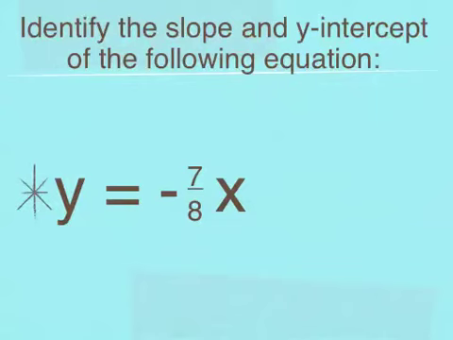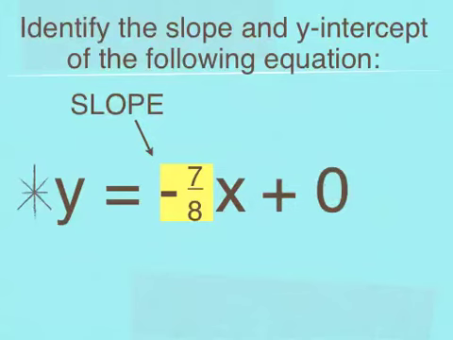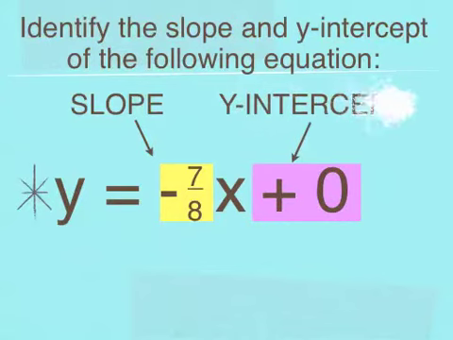This next example, we have y equals negative 7/8x. The slope in this case is negative 7/8. We are not adding or subtracting anything, but not adding or subtracting anything is the same as adding or subtracting 0. So when there's just a number times x, my y-intercept is 0. Notice that does not mean that there is no y-intercept. That means that the y-intercept is at 0.